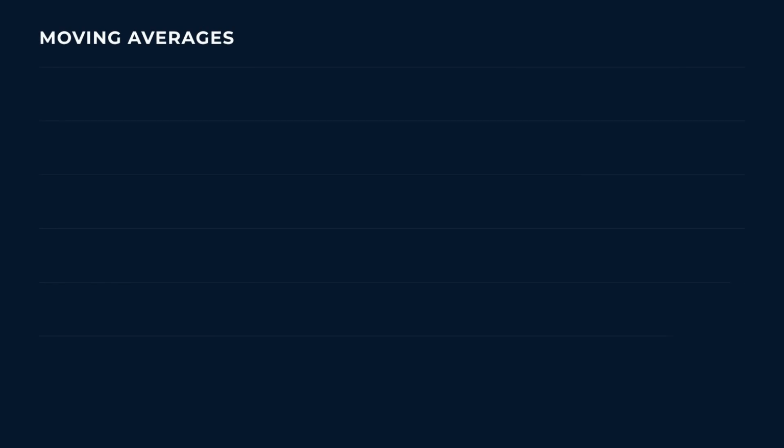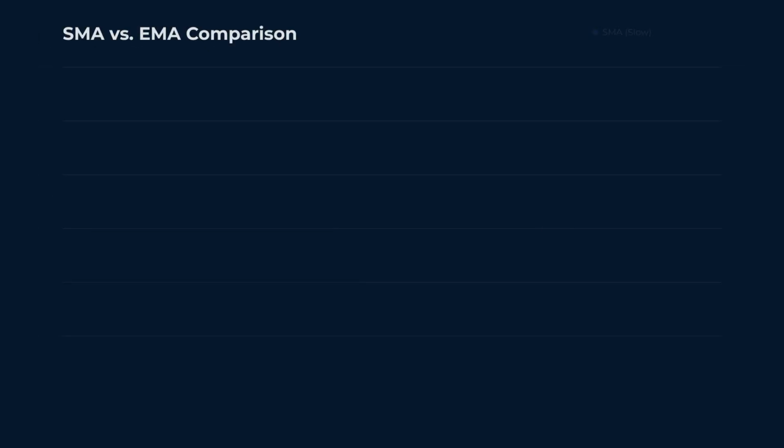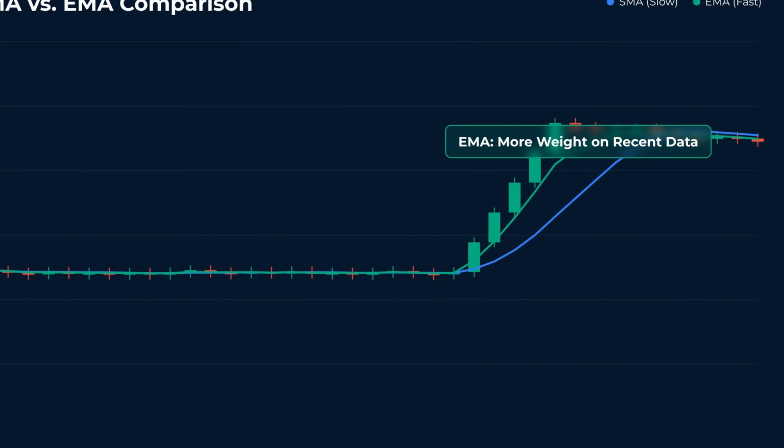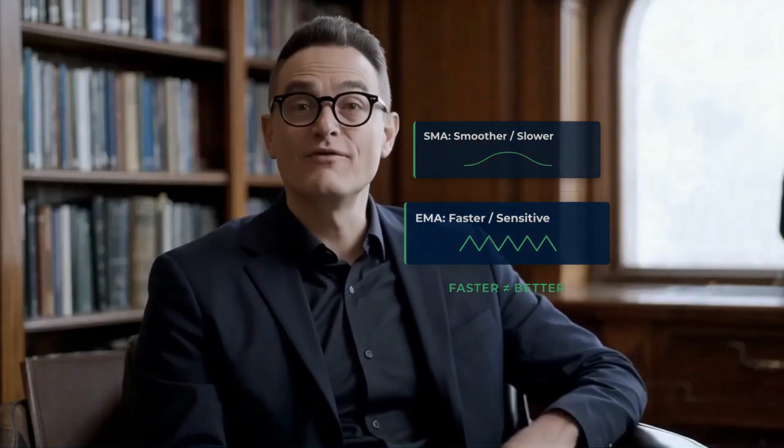Now, there are two common types you need to understand. The first one is the simple moving average, or SMA. The second one is the exponential moving average, or EMA. The SMA calculates the average price equally. Every candle has the same weight. The EMA gives more importance to recent price movement. That means it reacts faster to price changes. The SMA is smoother and slower. The EMA is faster and more sensitive. For beginners, both can be useful, but you must understand that faster does not always mean better. A fast moving average gives quicker signals, but it can also give more false signals.